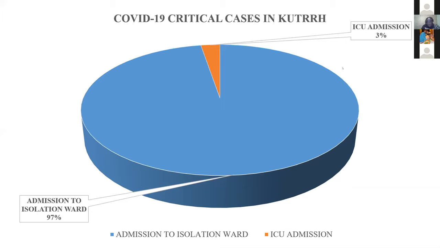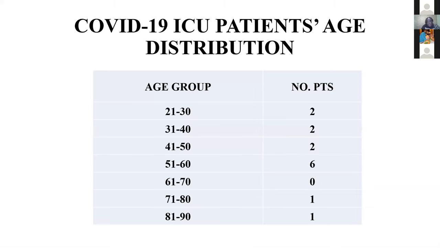So the ones who are critically ill are about 3%, that is 14 of them. And these are the patients that were admitted to our ICU. The 97% were admitted in the isolation wards and they have been recuperating from there.